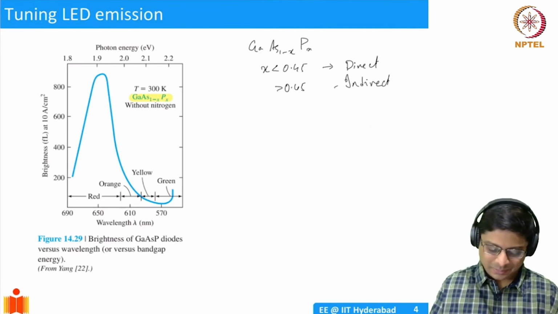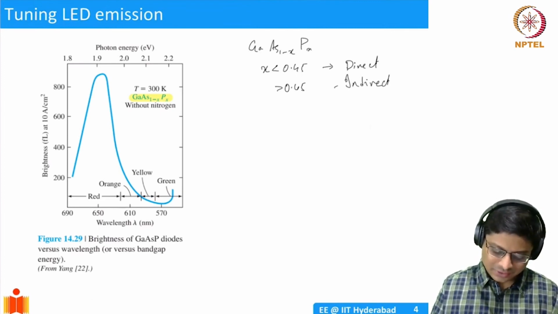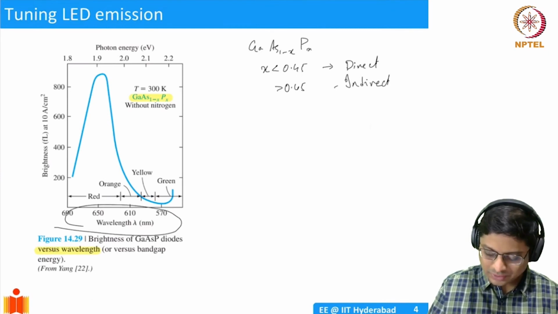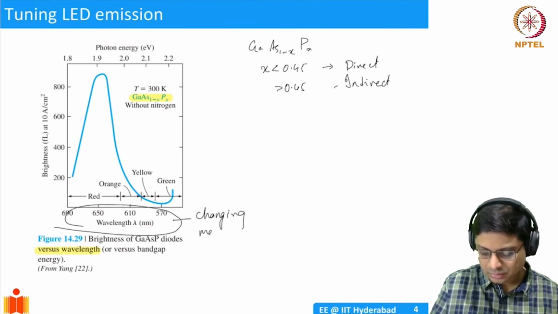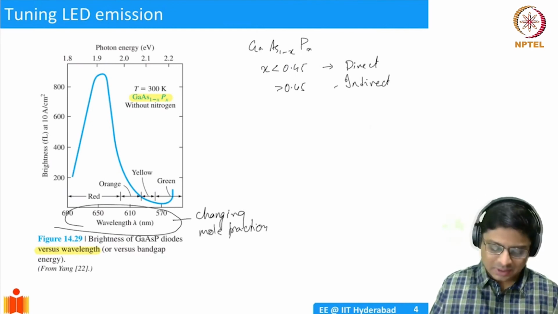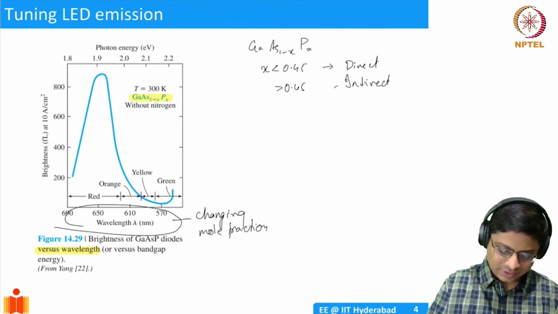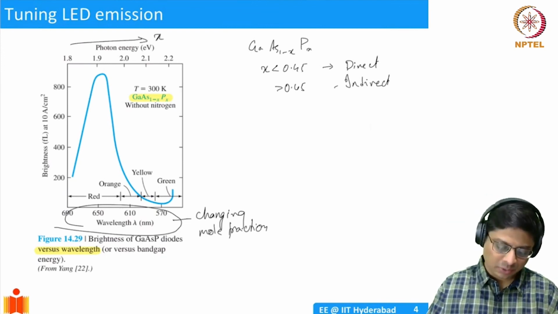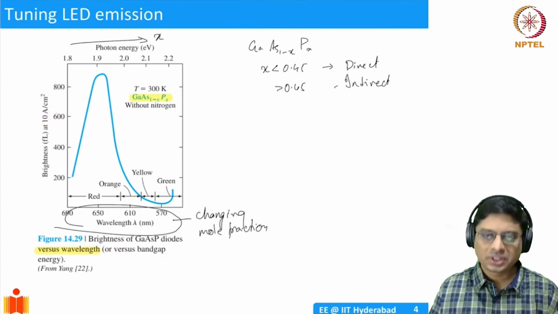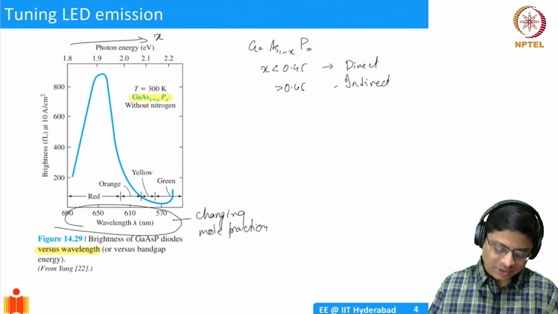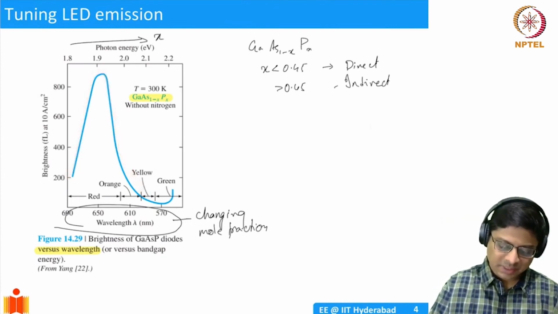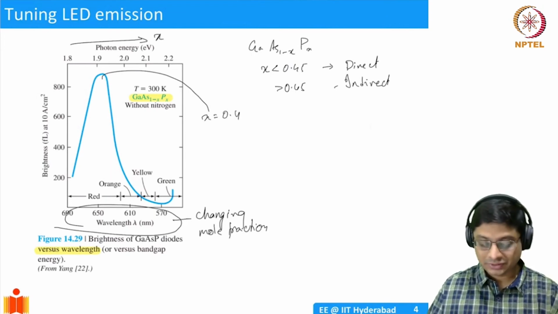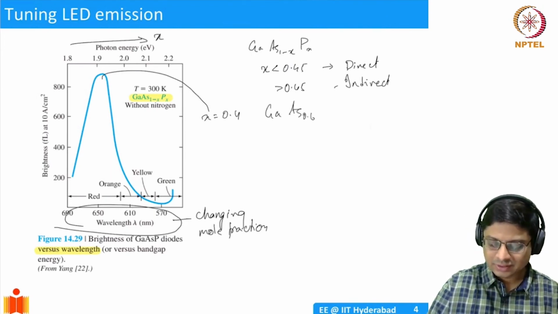So this is one such experiment, which shows you the LED emission as a function of, it says wavelength, but if you look closer, this is actually based on changing mole fraction. If you change the mole fraction, you're changing the band gap, and because of that, the emission is changing. You fix the amount of current that you're supplying into the LED, so the larger the current, the larger the number of photons. And you see that at a certain wavelength, there is a peak. For this particular case, X is equal to 0.4 or so. So gallium arsenic 0.6, phosphorus 0.4.